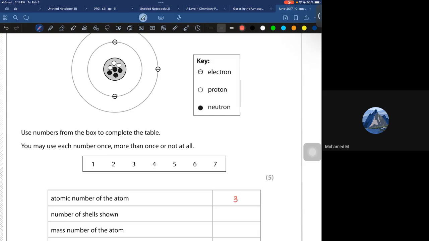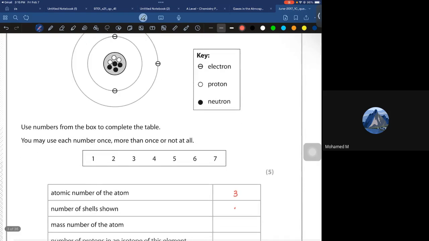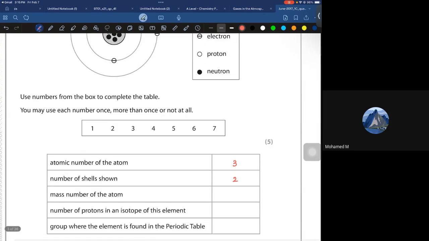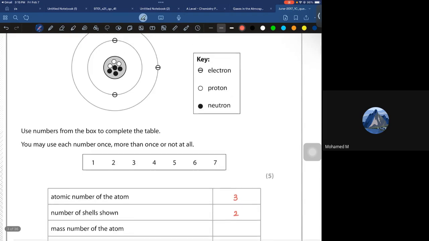And then they are saying number of shells shown. How many shells you can see? Two. Obviously, this is two. And the mass number of the atom. Mass number means the sum of protons and neutrons, right? Yeah. So it should be 7. Exactly, because we have one, two, three, four, five, six, seven. Because in the nucleus we have protons and neutrons, so you are going to sum it up, and that would be the mass number.